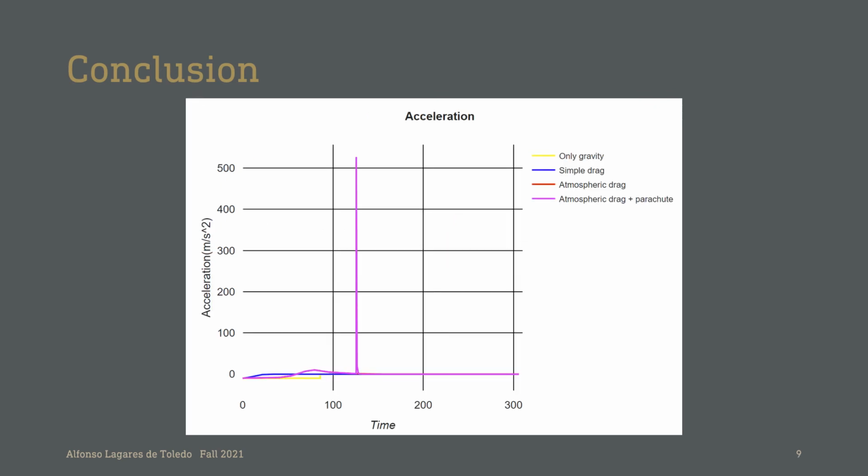However, the model failed to predict accurately the motion during the deployment of the parachute. As this acceleration graph shows, the model predicted incredibly high accelerations when the parachute deployed, going as high as 500 meters per second squared. This would have definitely killed the skydiver, but as that did not happen, our assumptions must be incorrect.